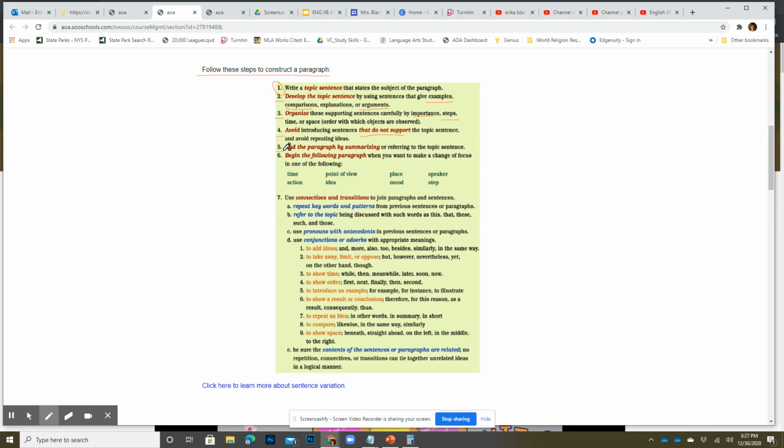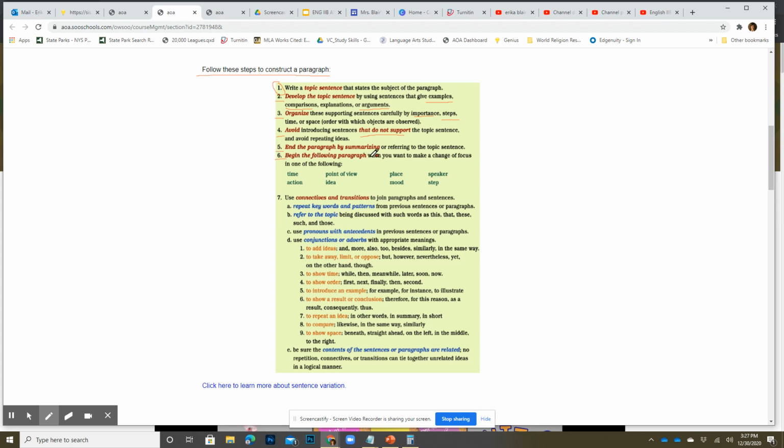Then you can wrap each paragraph up by summarizing or referring back to the topic sentence. I may have told you something like this when we talked about your essay, your research paper. It's okay to reuse language from your thesis throughout your paper so your reader can follow along. Same goes with a paragraph. It's okay to reuse some of the wording from your topic sentence so your reader is like, oh yeah, that's what she's talking about. I gotcha.